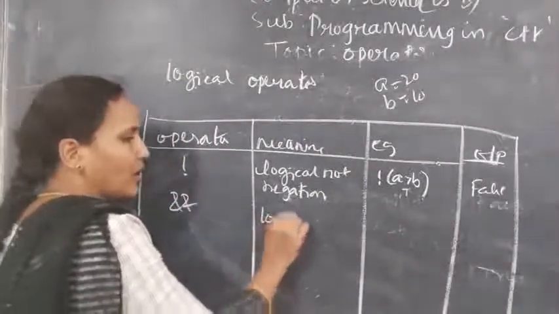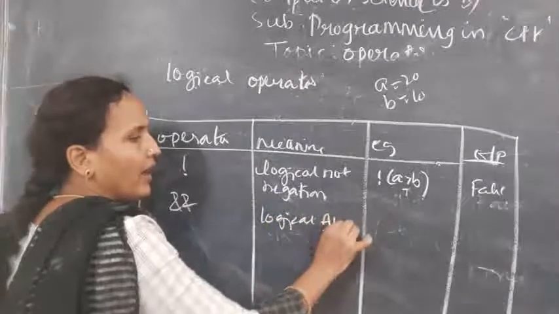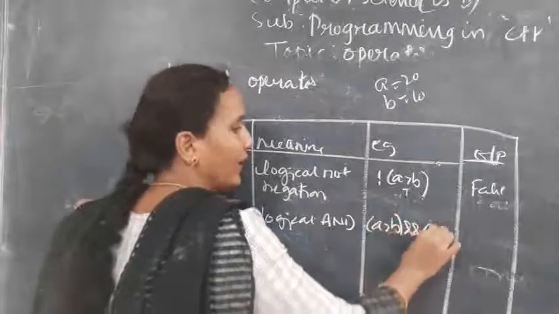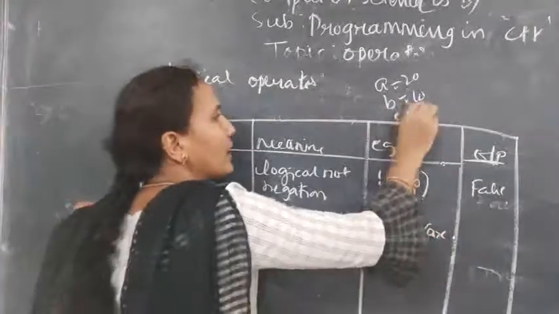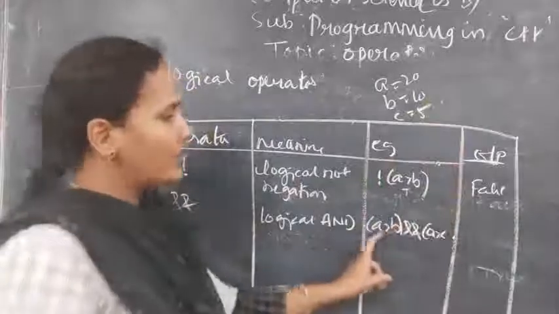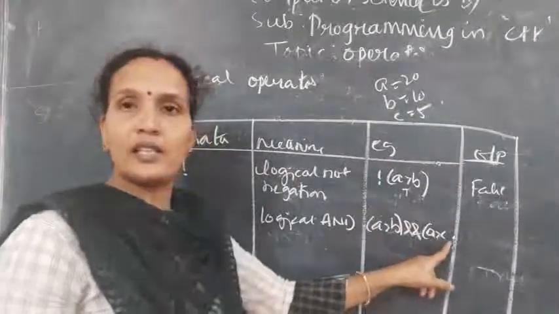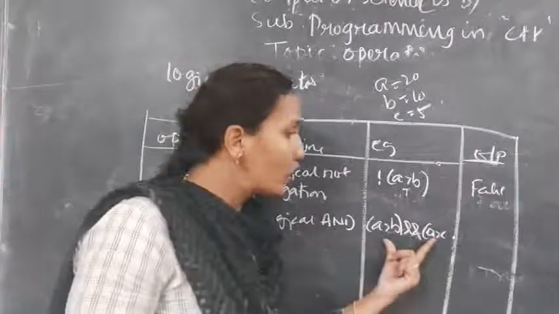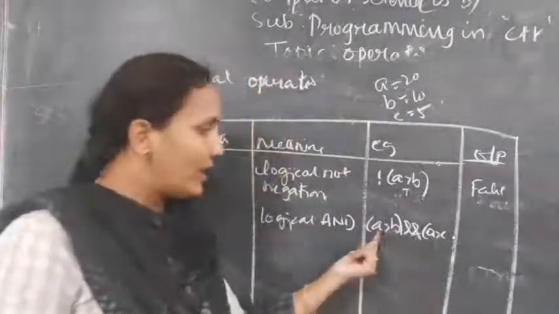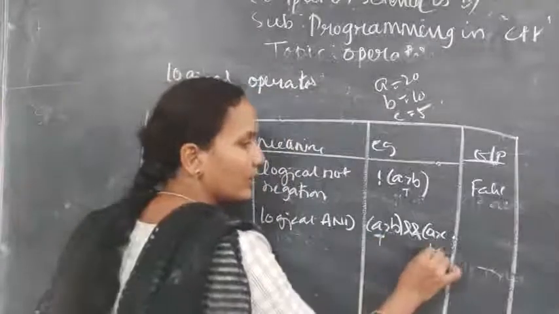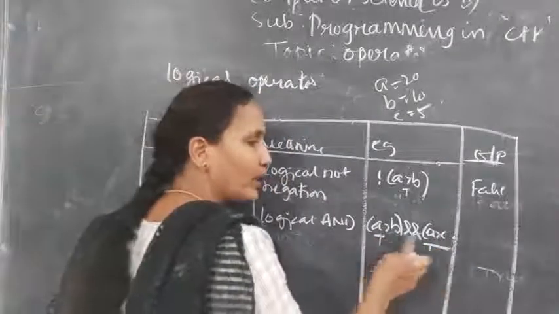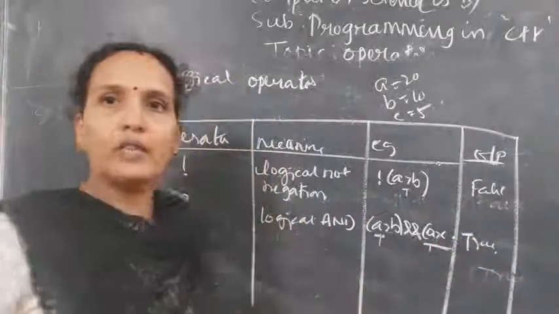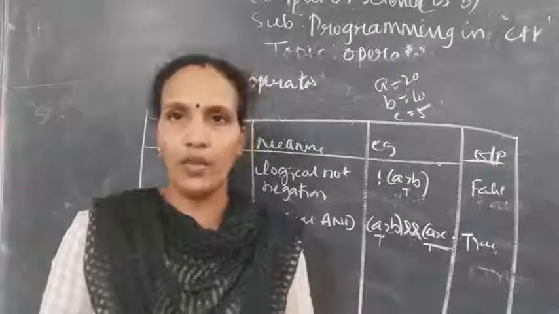It is a logical and, like A greater than B and A greater than C. Example, C value is 5. A is greater than B and A is greater than C. Here you will get a true result when these two relational expressions are true. This is true, this is also true. When both expressions are true, only then you will get a true result. If any one of these expressions is false, you will get a false result.